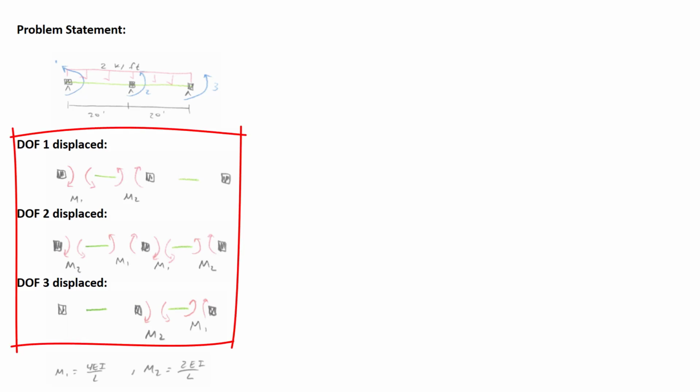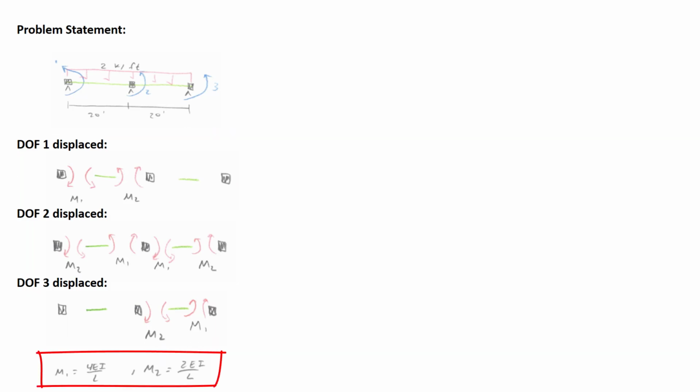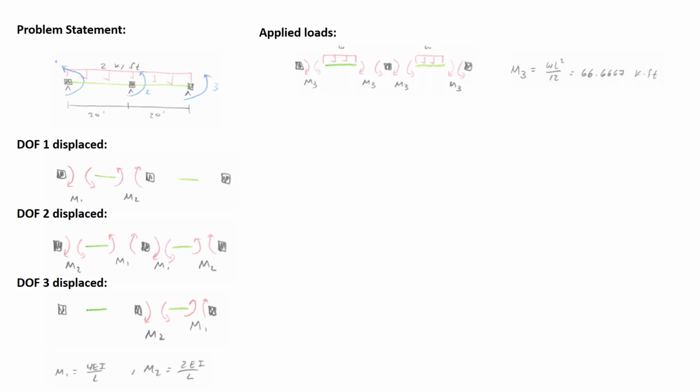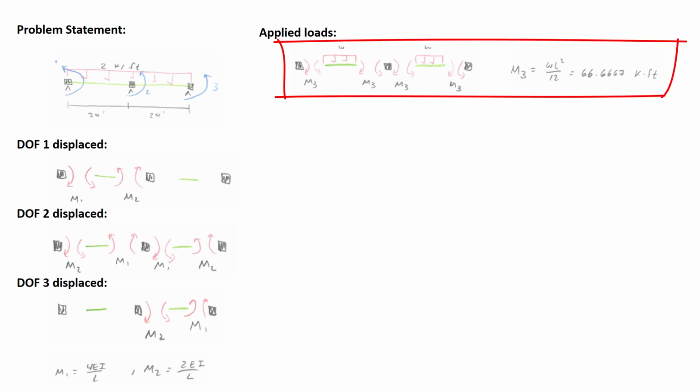Here I've shown the forces that we previously determined for degrees of freedom 1, 2, and 3. The quantities m1 and m2 are 4EI over L and 2EI over L. After taking into consideration how the structure responds to movement of its degrees of freedom, which is independent of the loading, we looked at the applied load. These are the fixed end forces that we previously determined, and the value m3 is 66 2/3 kip feet.